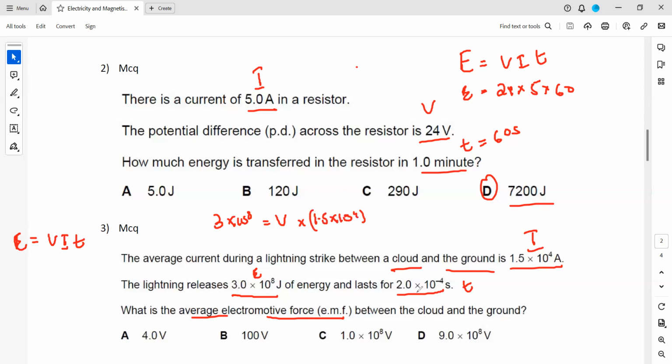And time is 2 exponent minus 4. So the time is equal to 2 into 10 to the power minus 4. So we multiply this, this whole factor is multiplied, and on the other side it will be divided. So when we divide, we'll get C as the right answer.